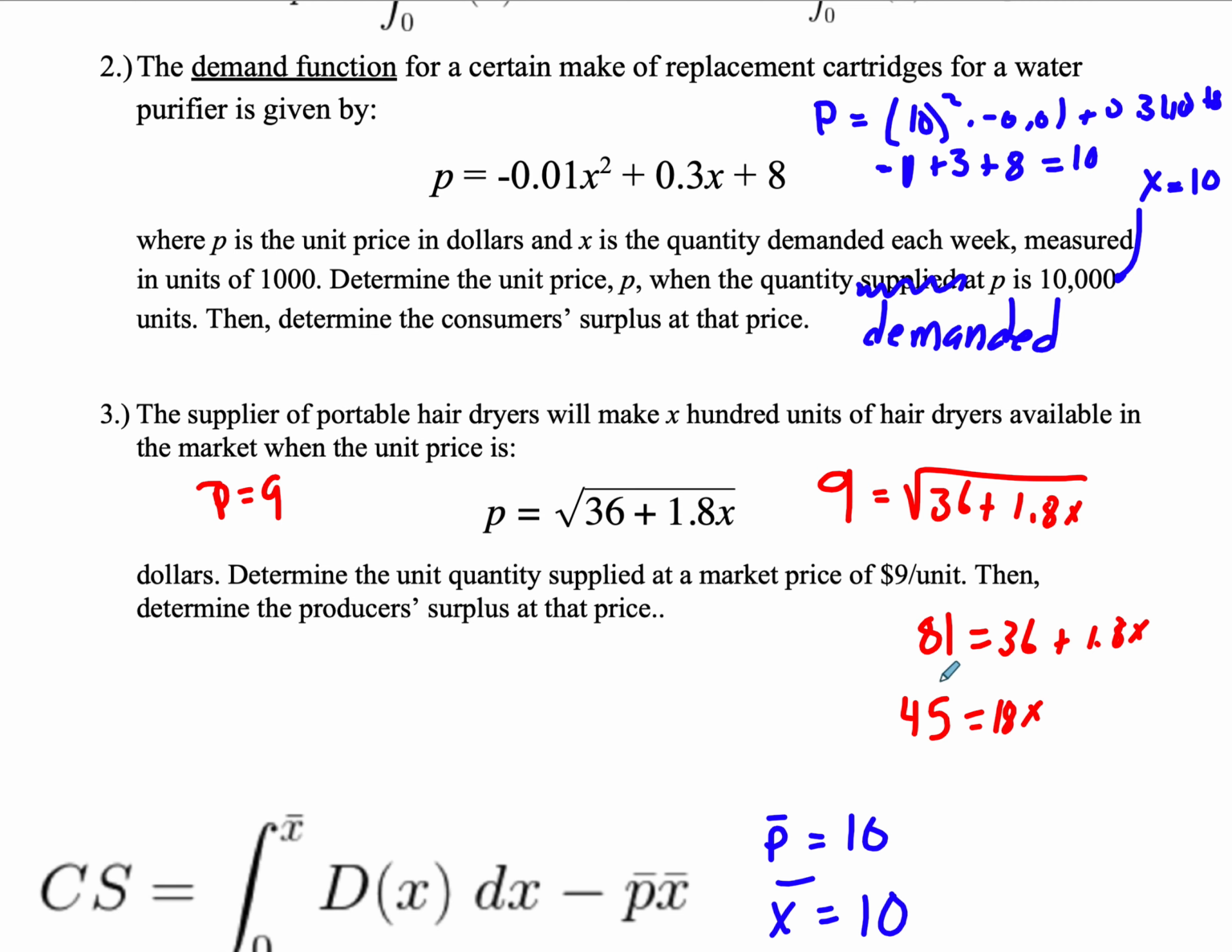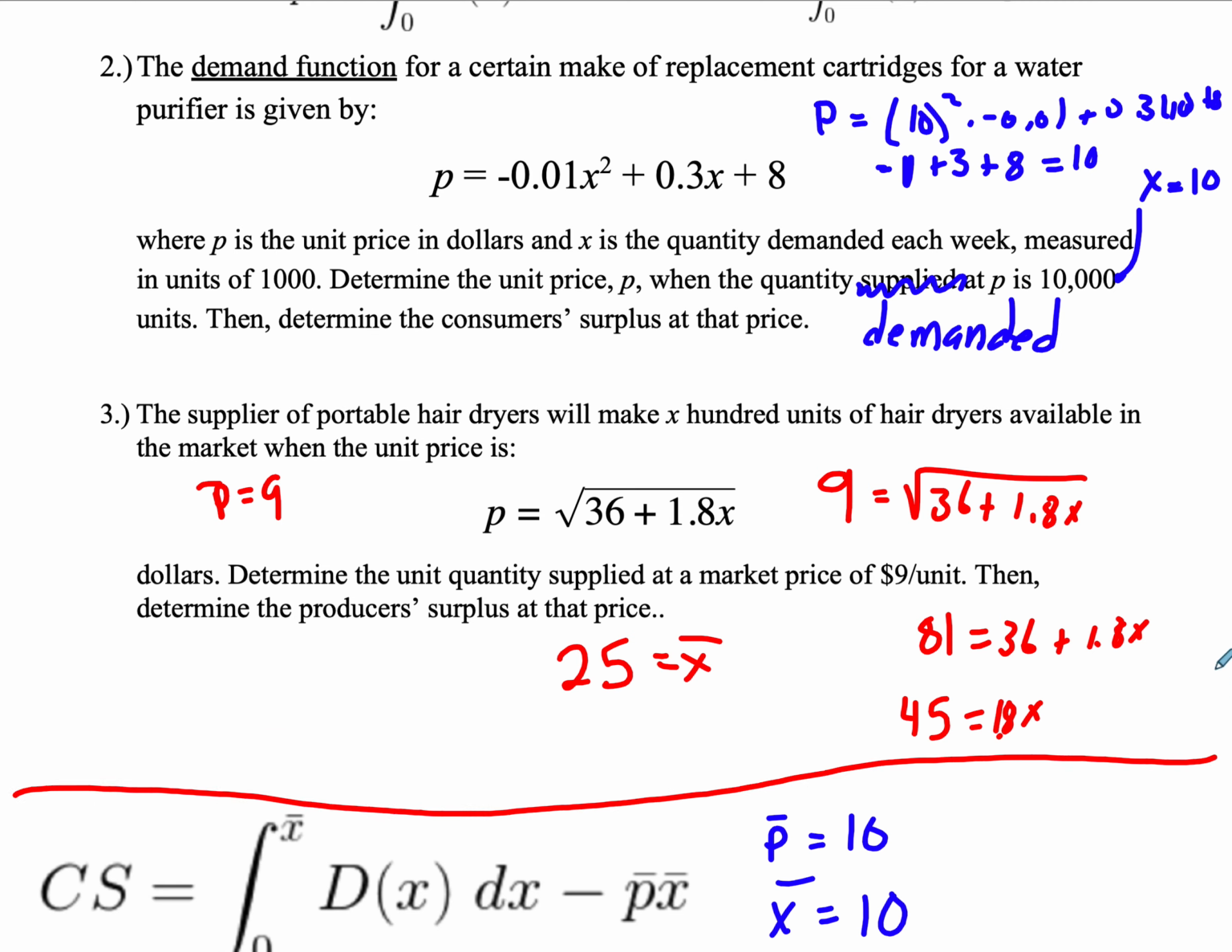And then I divide by 1.8x. So I'm going to do 45 minus 1.8, divided by 1.8. 45 divided by 1.8, I get 25 is equal to x. So the quantity supplied is 2,500 units.